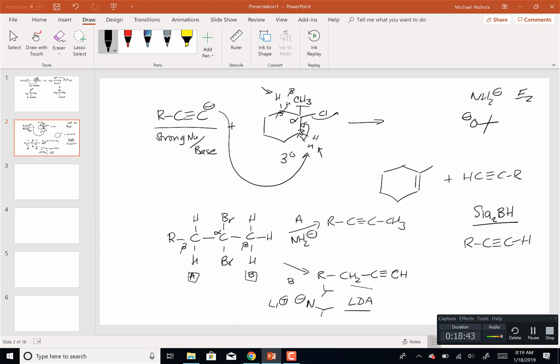And this one we might have talked about last semester. What we would say is, okay, how about tertiary butoxide? Tertiary butoxide will do the first elimination. It's going to need help on the second elimination because it's not that strong of a base. But the N minus is. So if we use a diisopropyl amide, it would do that.